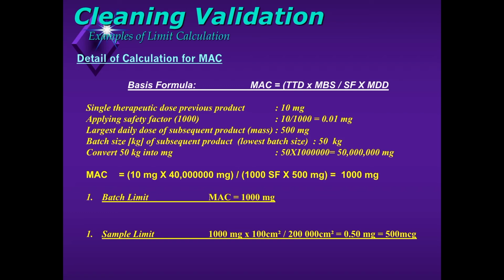So I put all the data into my formula, and the maximum allowable contaminant is 1000 milligram, or 1 gram. So 1 gram of the previous product is allowed on the entire surface of my equipment, which has the surface area of 200,000 square centimeter. Now for sampling, I have to draw a sample of 100 centimeter square from the surface of the equipment. So sampling limit will be 500 microgram.